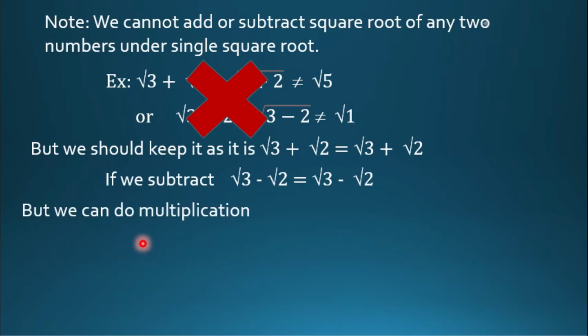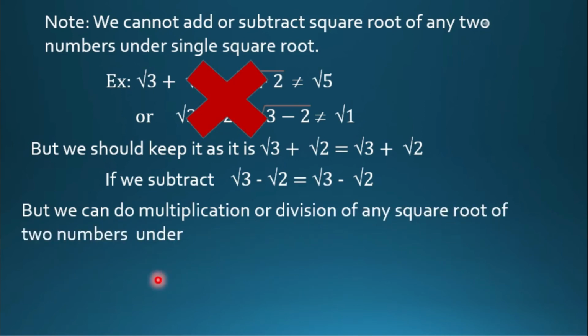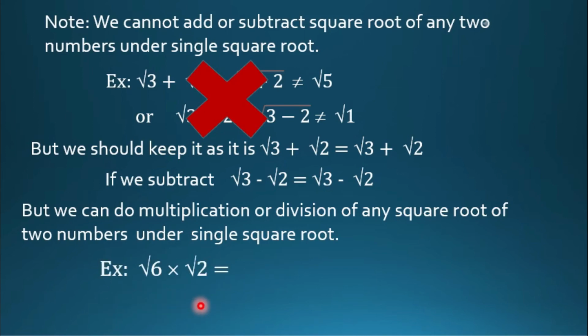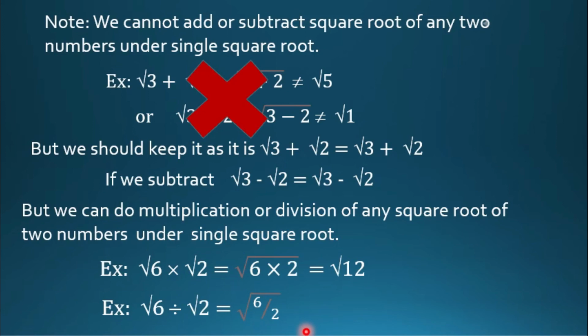But we can do multiplication or division of any square roots of two numbers under a single square root. For example, square root of 6 into square root of 2 is equal to square root of 6 into 2, which is equal to square root of 12. Another example, square root of 6 divided by square root of 2 is equal to square root of 6 by 2, which is equal to square root of 3. I hope it is clear.